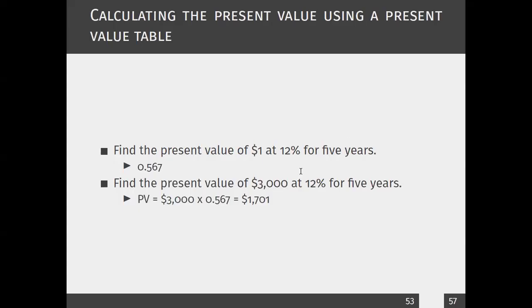So what it means, if you want to find the value of 3,000 today at 12% for a 5-year time, you multiply that 3,000 by this present value factor, and this is how much you need to invest today, or have today. So instead of saying you will get 3,000 after 5 years, you calculate the present value, which is 1,701. And this is what we will consider in cost calculations.